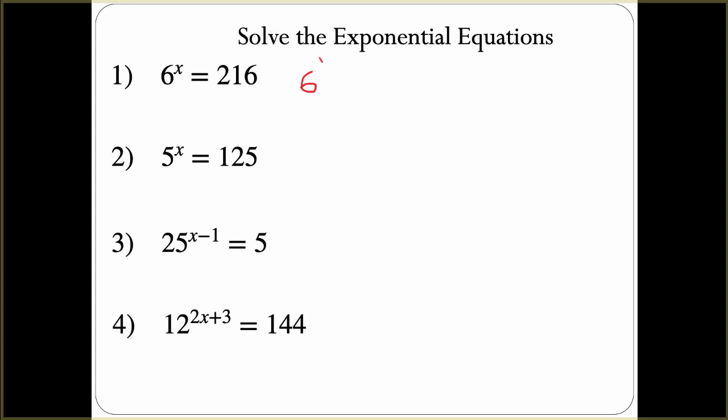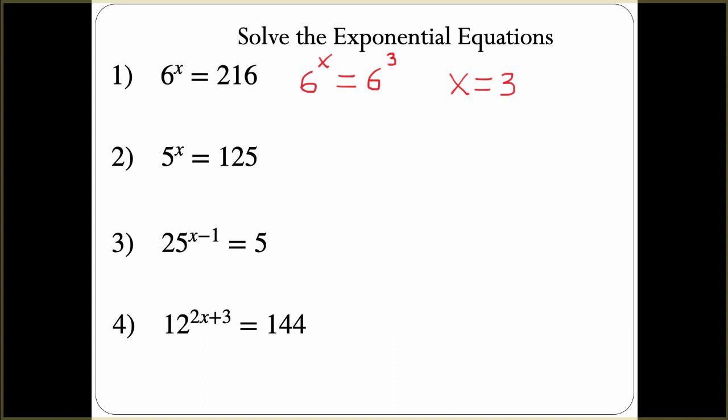And you can do this on your calculator, 6 times 6, and do it until you get to 216. And this is 6 to the x equals 6 to the third. That means that x equals 3, because we take those exponents and set them equal to each other.